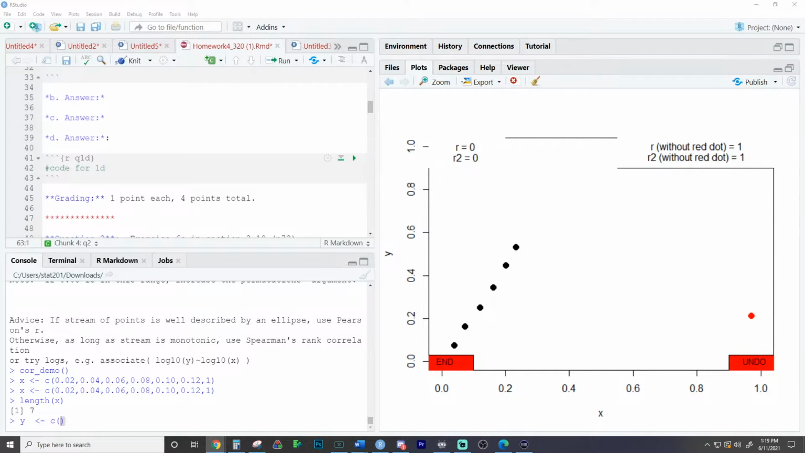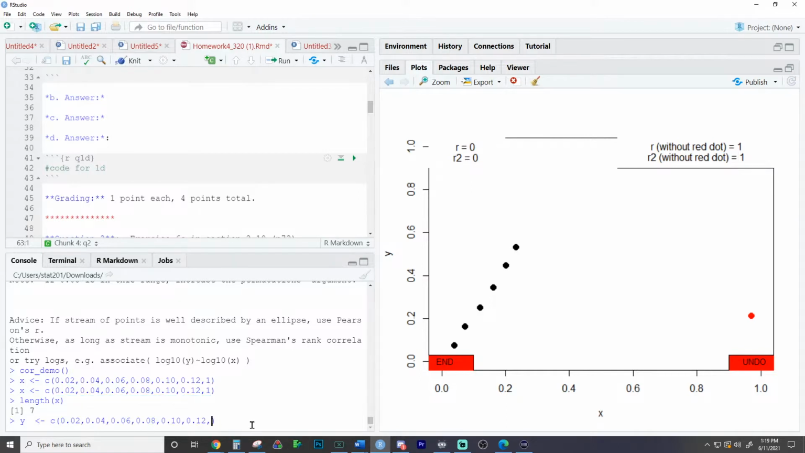Install.packages, reg class. This is all thanks to Dr. Petrie right here. Install packages reg class, library reg class, and then you can run the core demo function. And this is all in the CRAN server, so it's widely available. Great questions right there.